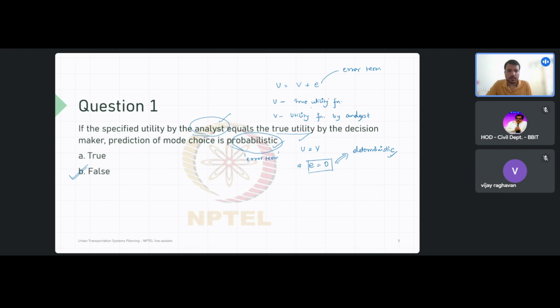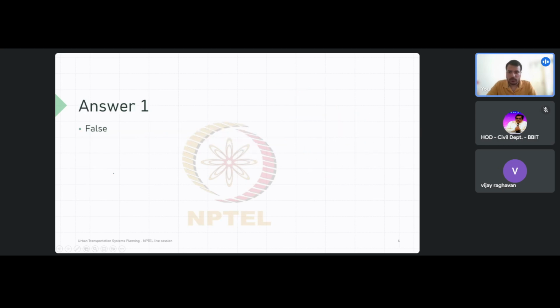I'll just go over it again because the voice was not clear. Utility function is defined as the utility given by the analyst plus an error term, depending upon the distribution that we have. Here we are saying that the utility of the analyst is equal to the true utility of the decision maker. So U is equal to V, so there is no error term, and estimation will be deterministic. But what we are saying in the question is that it is probabilistic, so this statement is false. The answer for this question is false.